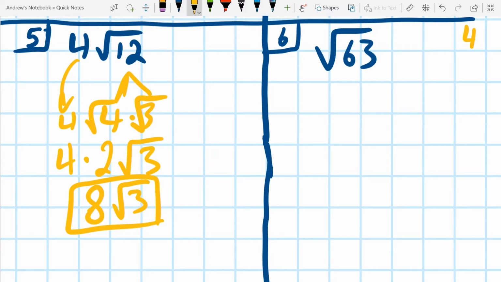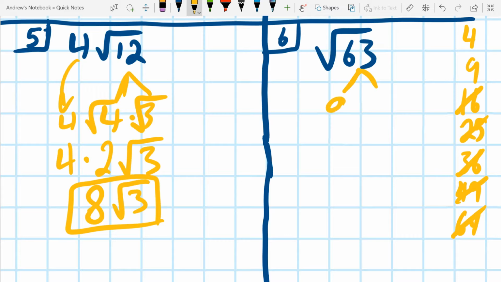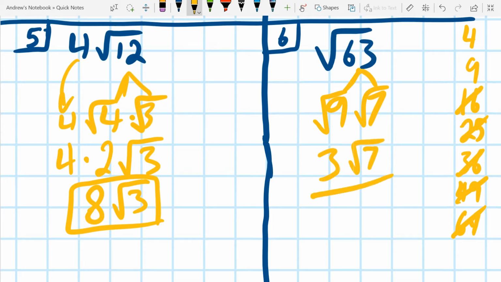What's another perfect square? 4 is 2 squared, so 3 squared is 9, 4 squared is 16, then 5 squared is 25, 36, 49, and then we get up to 64. So obviously I know that 64 is not going to work. 49 doesn't divide evenly. 63 is not quite half. 25 doesn't work. 16 doesn't work. So 9, what about 9? 9 times 7. So what's the square root of 9? That's 3. And the square root of 7, it's square root of 7. It doesn't come out nice. So we leave it and we're done.